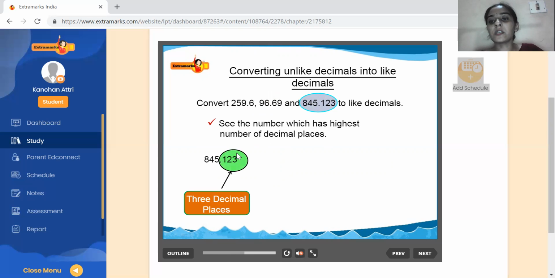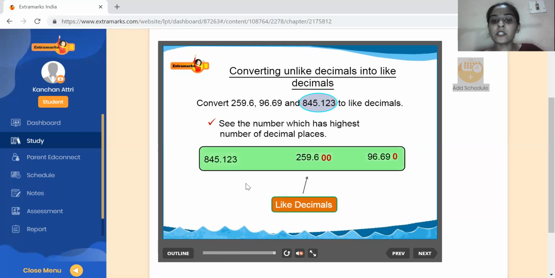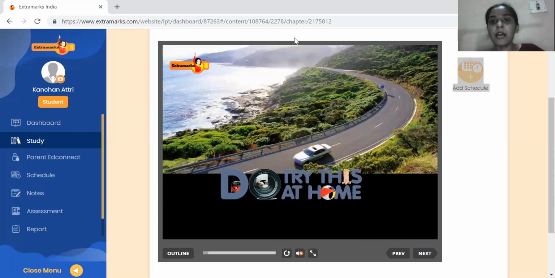So firstly we consider the number 259.6. To make it like decimal we add two zeros here, because here is one decimal place but we want three decimal places. Let's consider 96.69. It has two decimal places, but we want three decimal places. So we add one zero. In this way, this is called like decimal because the decimal places are the same now. Okay, class? The decimal places are the same now.